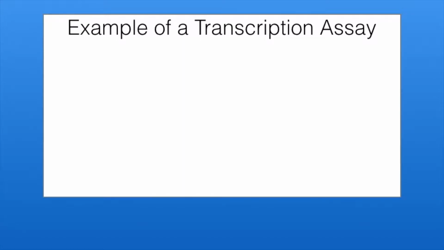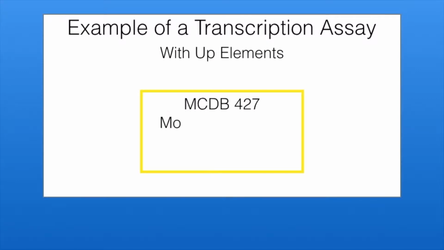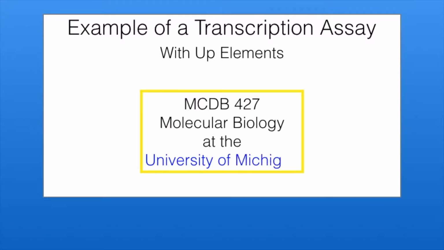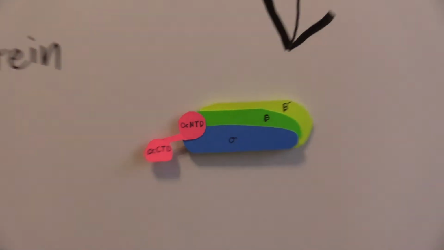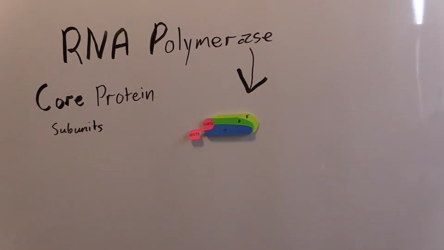Today we're going to be talking about an example of a transcription assay with up elements. This video was made for MCDB 427 Molecular Biology at the University of Michigan. Enjoy! Let's start with a general reminder about RNA polymerase and gene transcription in prokaryotes.